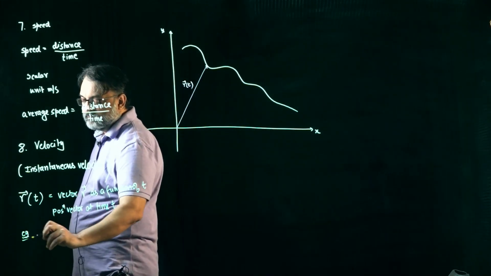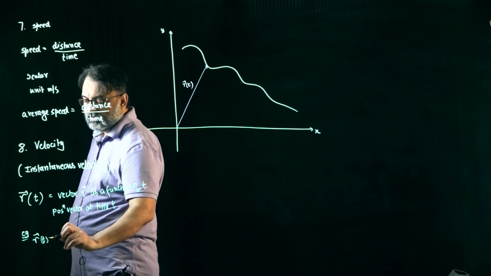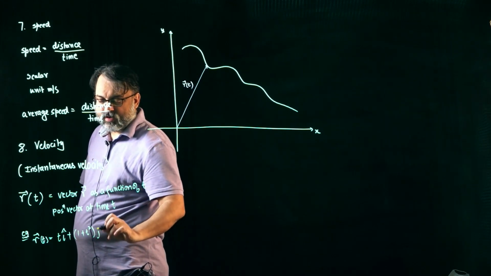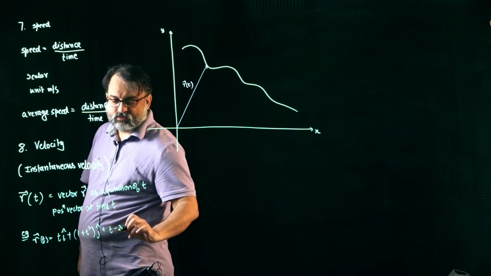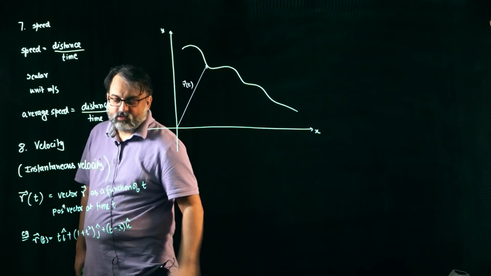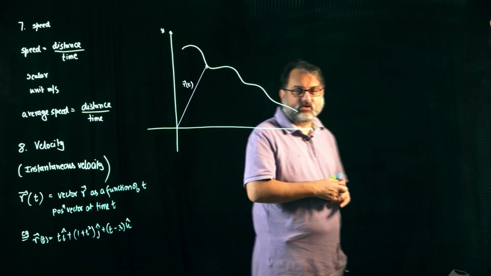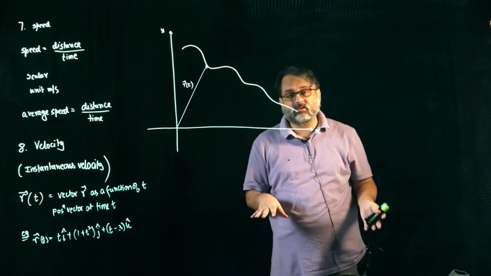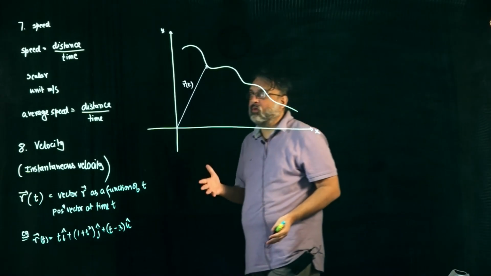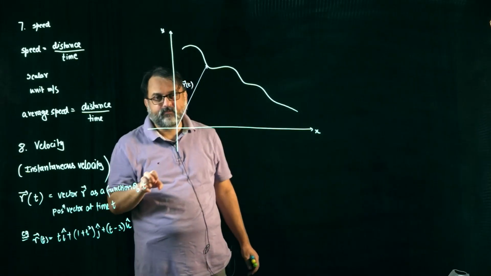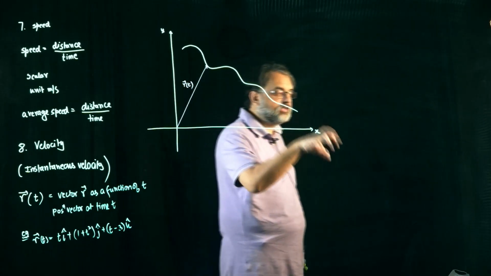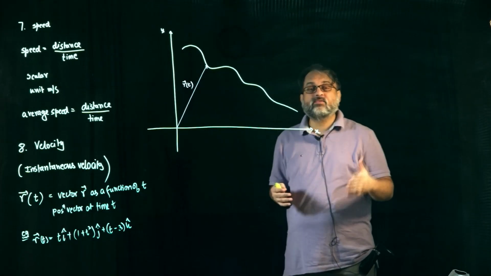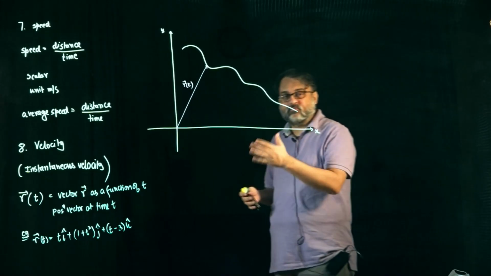For example, the position vector of the particle may look like this: t i cap plus (1 plus t square) j cap plus (t minus 3) k cap, or something like this, right? So it is just a function. What is the difference between this vector function and the normal function that we had studied? Well, in the normal function you only have one expression, but in a vector function you have three separate expressions, and you need three separate expressions because you have three separate axes, right? i cap, j cap and k cap.